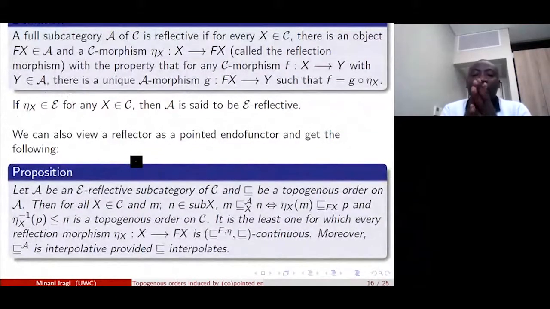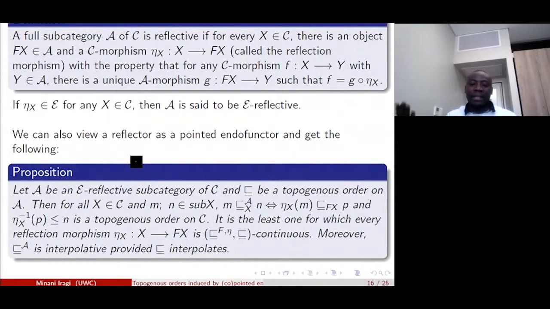Now, a particular case of the notion of reflectivity. If one has a full subcategory A of a category C, we shall say that the category A is reflective in C if the inclusion functor of A into C has a left adjoint. And in this case, the left adjoint is called the reflector, and it's a particular case of the pointed endofunctor. Using that, we can show that for any reflective subcategory, one can construct a topogenous order for which each reflection morphism is continuous with respect to the topogenous orders.